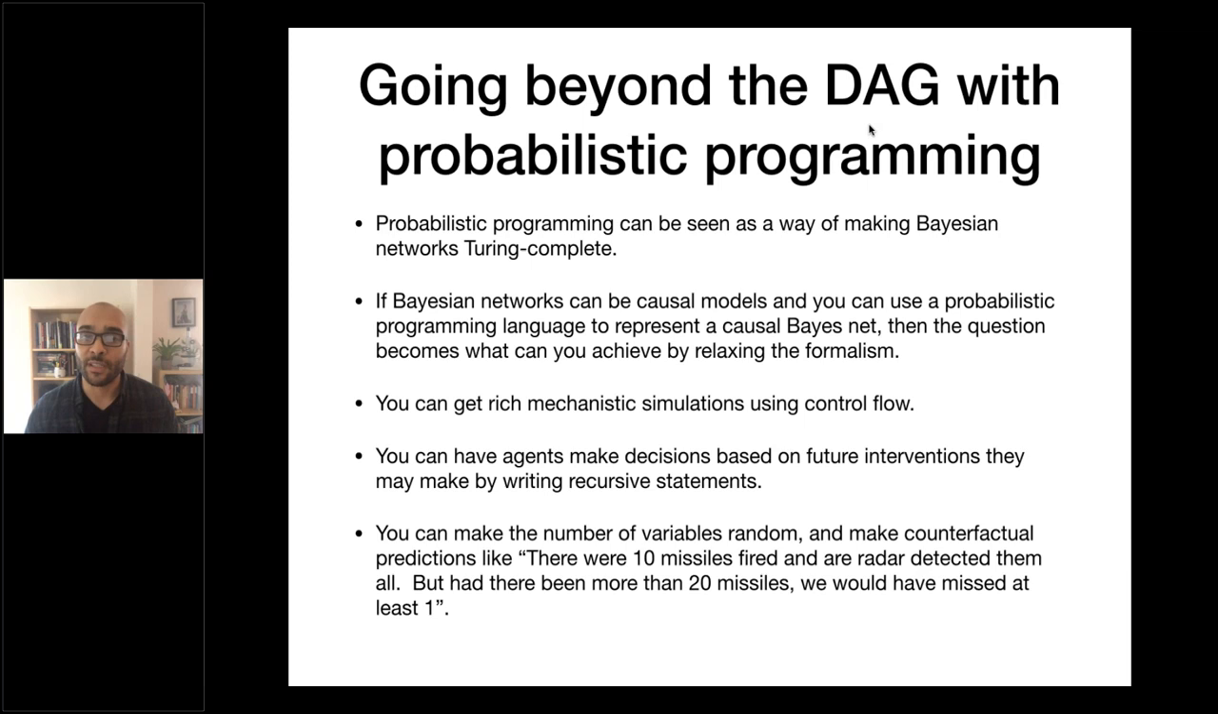And finally, a DAG has a fixed number of variables, but in a probabilistic program, you can make the number of variables random, and this can allow you to make even more interesting counterfactual statements, like, for example, 10 missiles were fired and our radar detected them all, we shut them all down, but had there been more than 20 missiles, we would have missed at least one of them. So you can assign a probability to that logical statement.